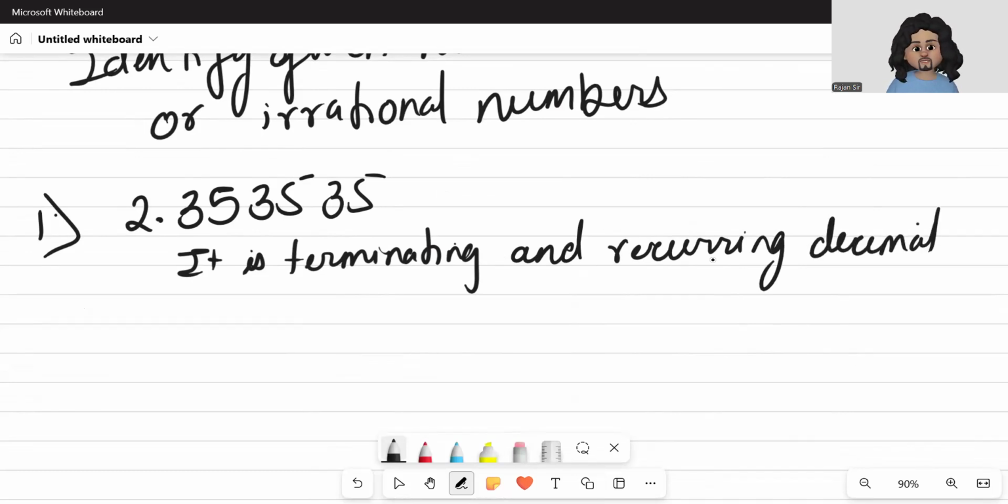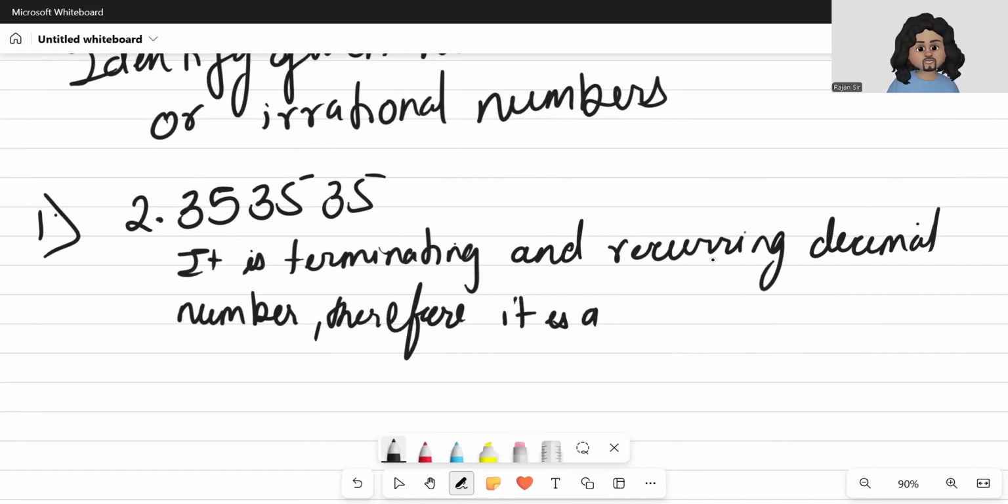decimal number. Therefore, it is a rational number. You can say by definition it is a rational number. Okay, make sense?